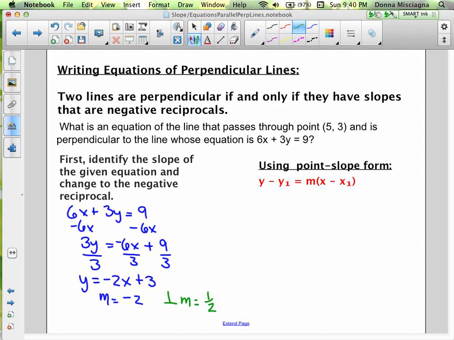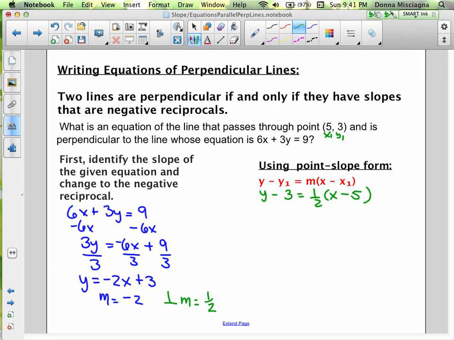We're not going to use the other equation at all now. Once we identify the slope and change it for our line, that's all we're going to do with that line. All we need now is our point. So to find the equation of the line that passes through the point 5, 3 and is perpendicular to the line whose equation is 6x plus 3y equals 9, we're just going to use point slope. We're going to replace y1 with 3, m with 1/2, and x1 with 5.